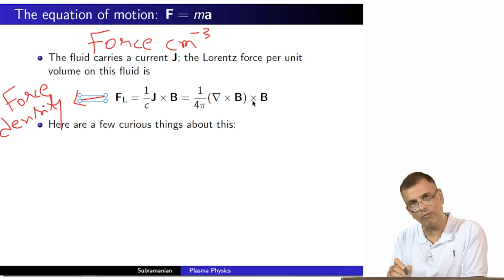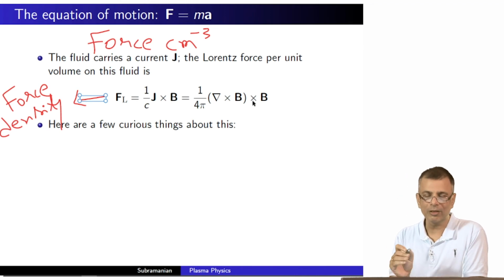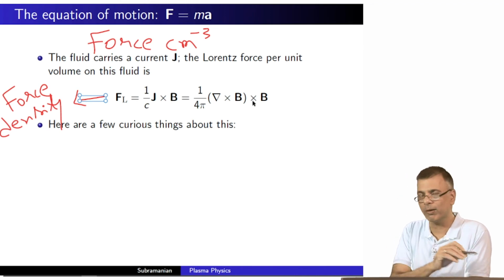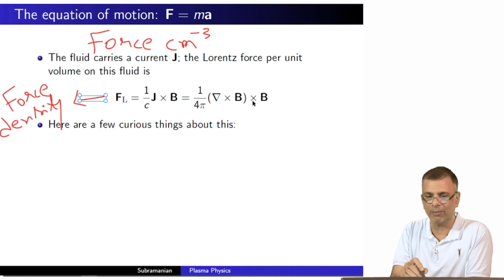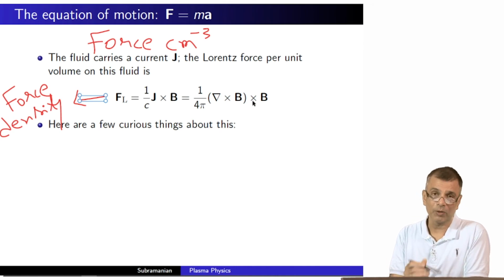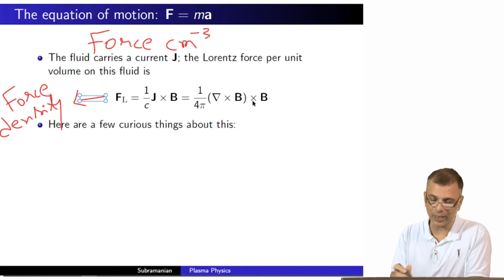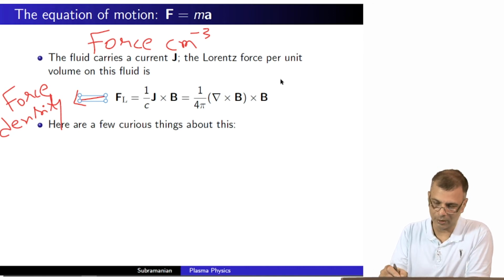So this is the force that needs to be added to the momentum equation, to the F equals ma. We already know the way to write down ma. We already know the way to write down different kinds of F, the pressure gradient, the body force and all that. And this is the new piece.